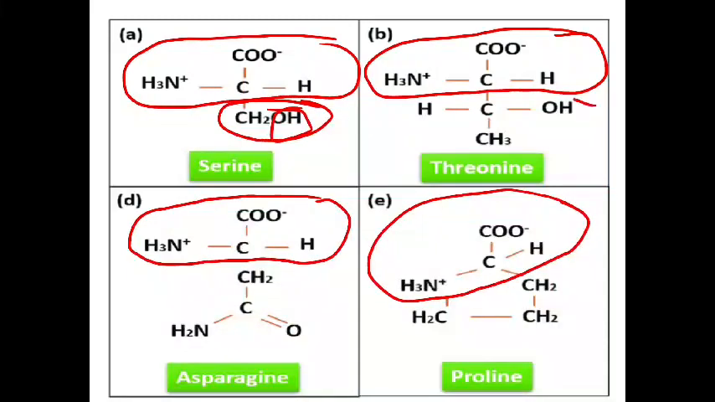What about this one? It also has a hydroxyl group here. It is polar. It is hydrophilic. It can dissolve in water. It is uncharged. What about asparagine? Asparagine has this group. What group is this? It is the amide group. What do we say about the amide group? It is uncharged, but it can dissolve in water. Since it can dissolve in water, it is hydrophilic. It is polar.